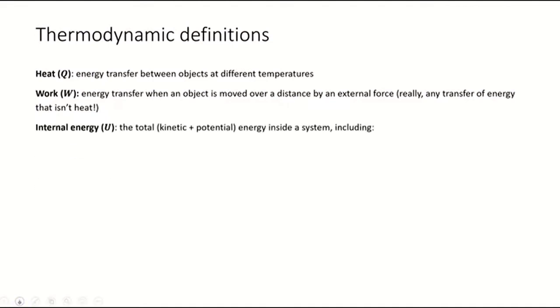Okay, our last thing that we need to define here before we can move on to our first law of thermodynamics is internal energy U. So internal energy U is the total kinetic and potential energy in a system. So it contains several different energy terms.